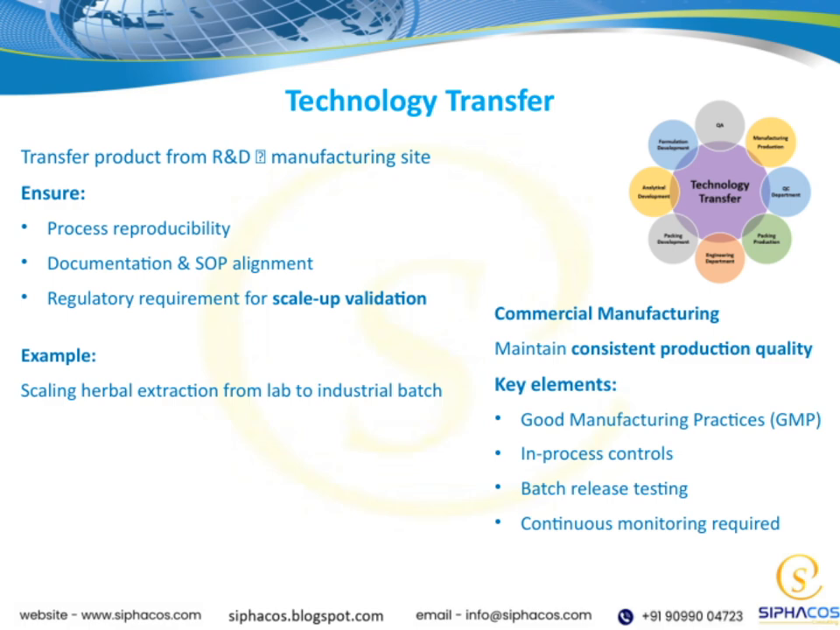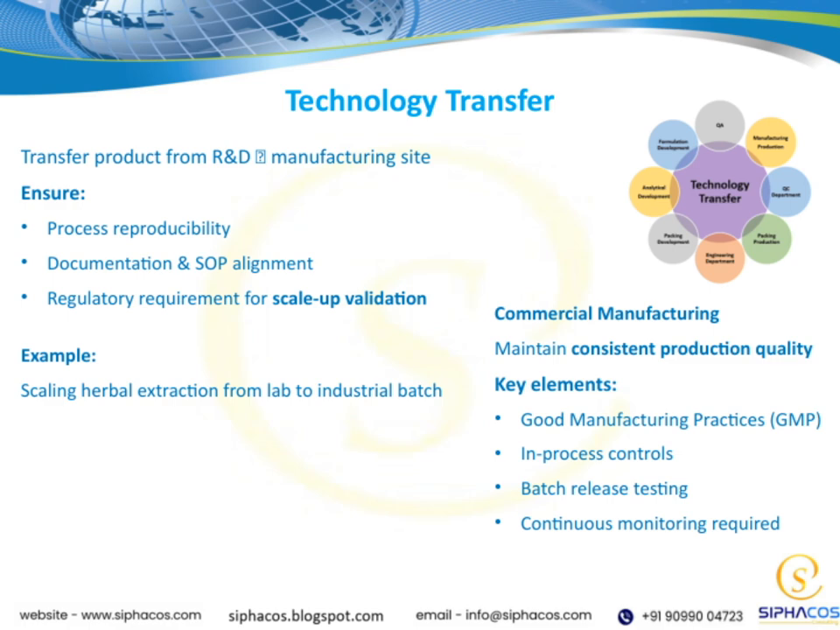Now, moving on to technology transfer, this is the process of taking a product from R&D and transferring it to the manufacturing site. It's a crucial step in scaling up production. During this transfer, we must ensure process reproducibility, meaning the process can be reliably replicated at a larger scale.